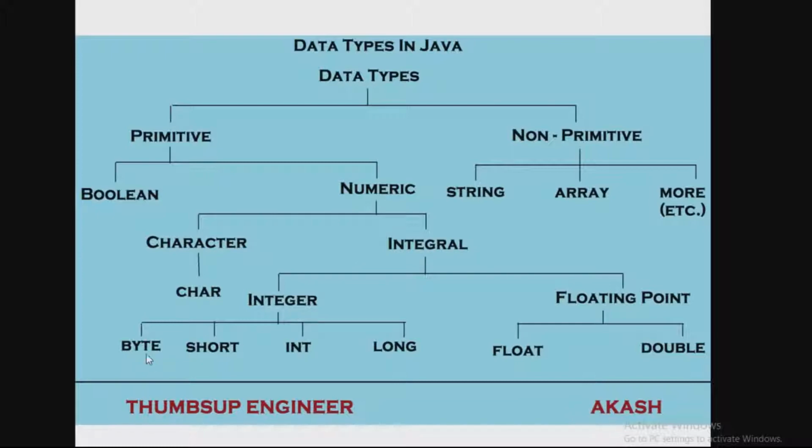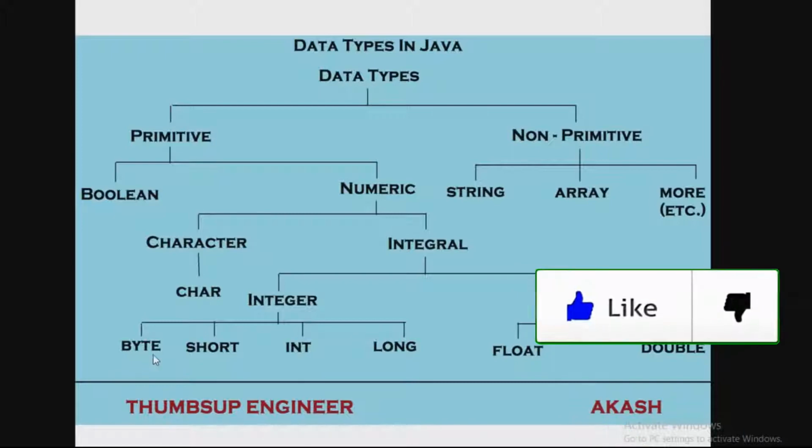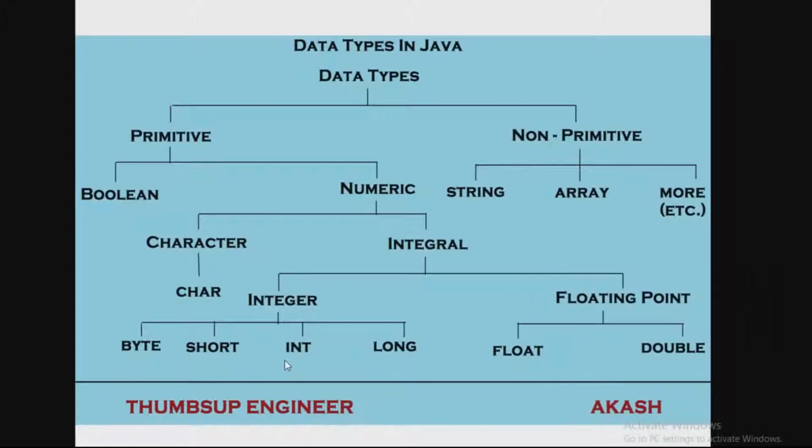Integer has byte, short, int, long. We will see byte, short, int, long, all the data types in brief. Before going to that, let's see floating point. Floating point has float and double. In non-primitive we have string, array, etc., which means we can have a class like that in non-primitive data types. Let's see in brief all the data types.